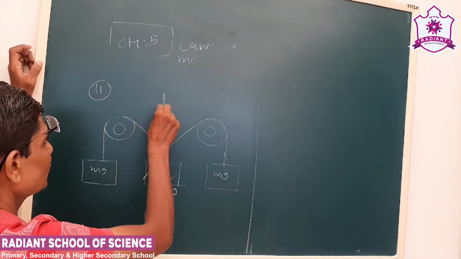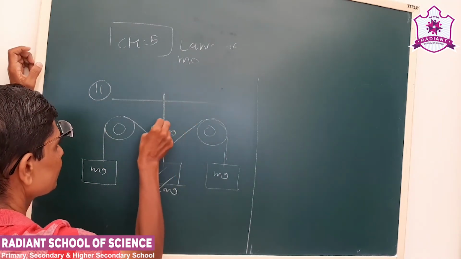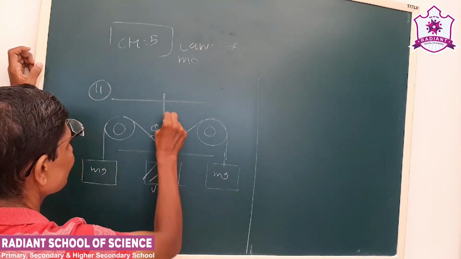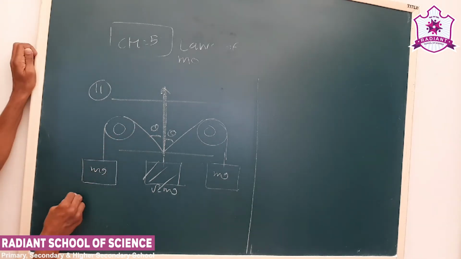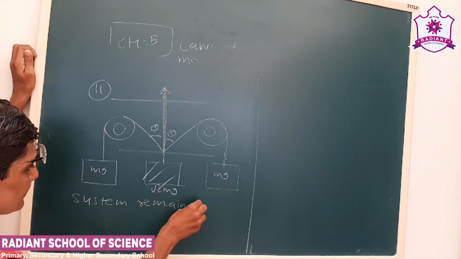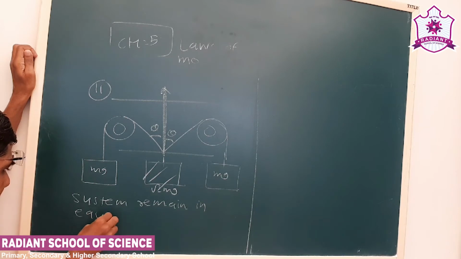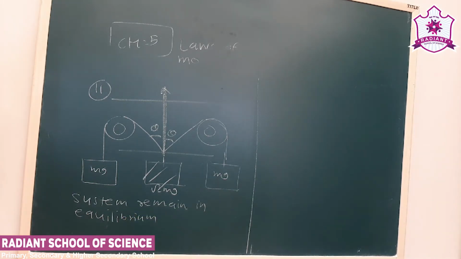Calculate the inclination with the vertical. Now this is horizontal, and this is the vertical. See, what we have to calculate is the inclination with the vertical, so that the system remains in equilibrium.